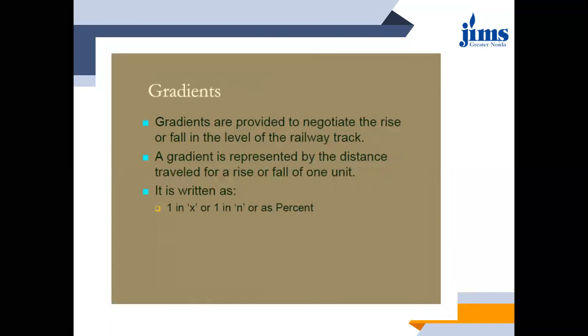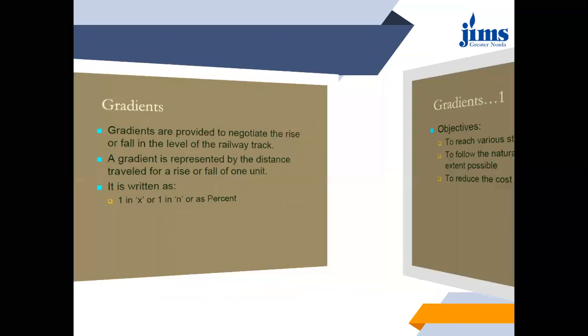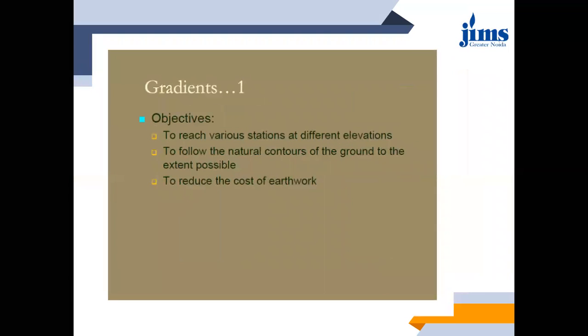Then comes your gradient. These gradients are provided to negotiate the rise or fall which takes place in the level of the railway track. A gradient is represented by the distance traveled for a rise or fall of one specific unit. It is always denoted as 1 in n, or 1 in x in some books, or you can go for percentage also.